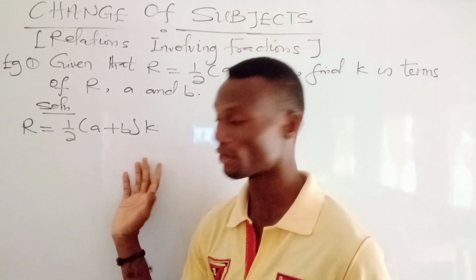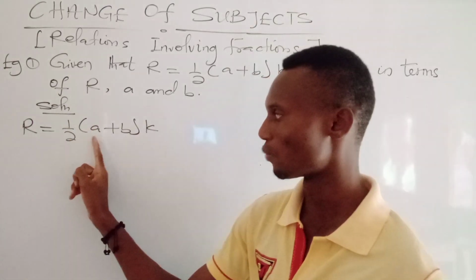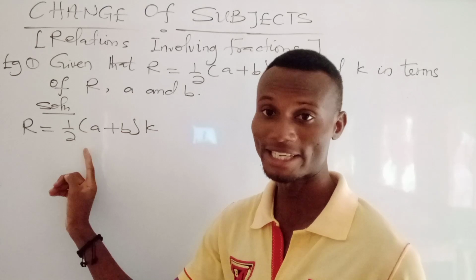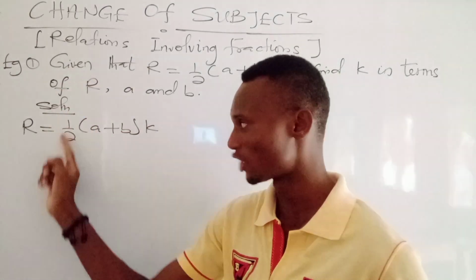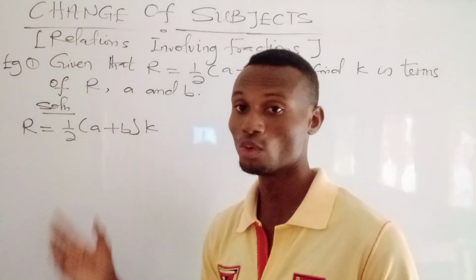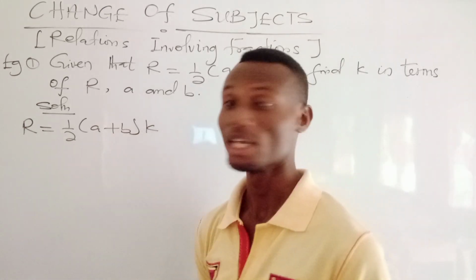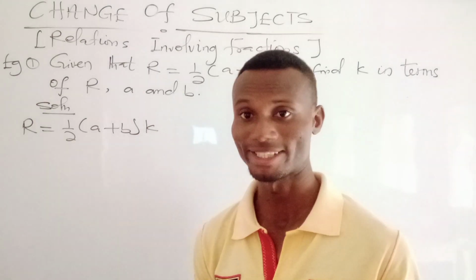Looking at this equation given, we have r equals 1 over 2 into bracket a plus b, b multiplied by k. The LCM here is 2 because the fraction we have is 1 over 2, and we look at the denominator to pick the LCM. So the LCM of 2 is 2. We are going to multiply through the equation by 2, which is the LCM.